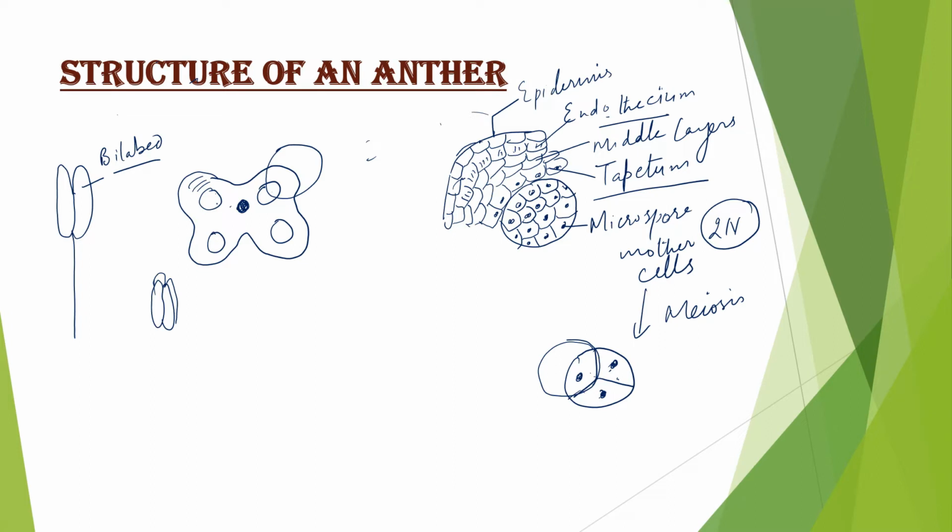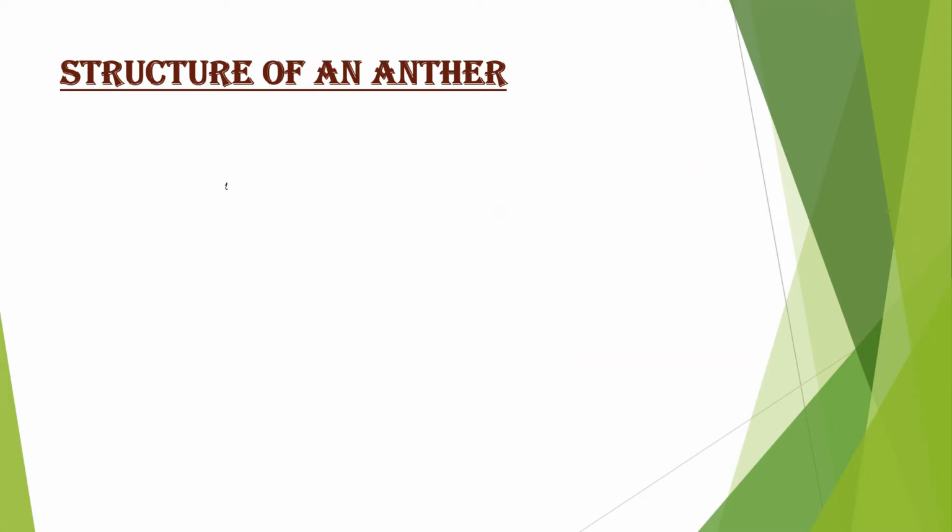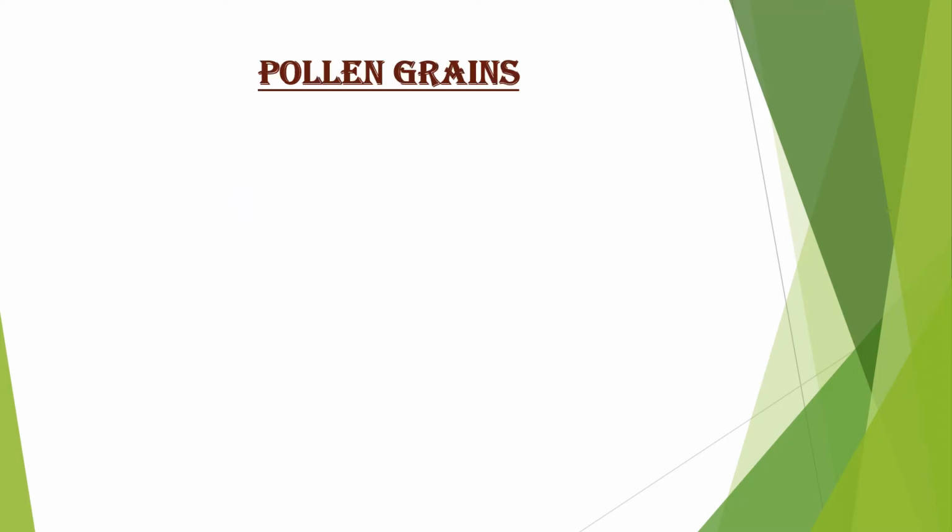So let's study the structure of the pollen grain in detail. First I will draw the tetrad only. Let's draw the whole tetrad like this. Now this tetrad will detach to produce individual pollen grains. Now the structure of the pollen grain.